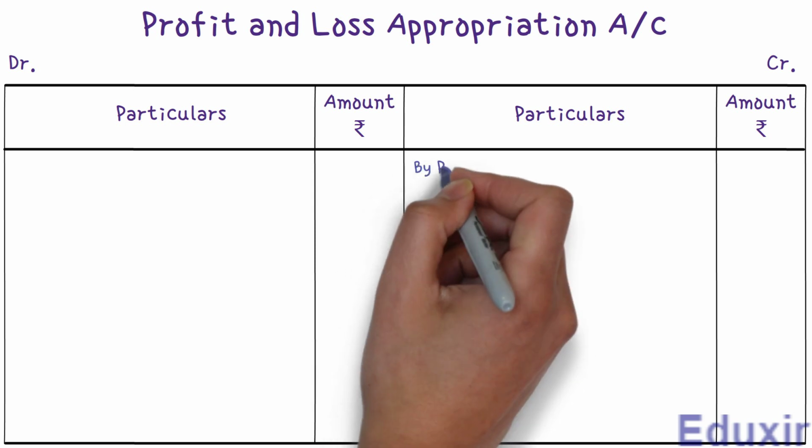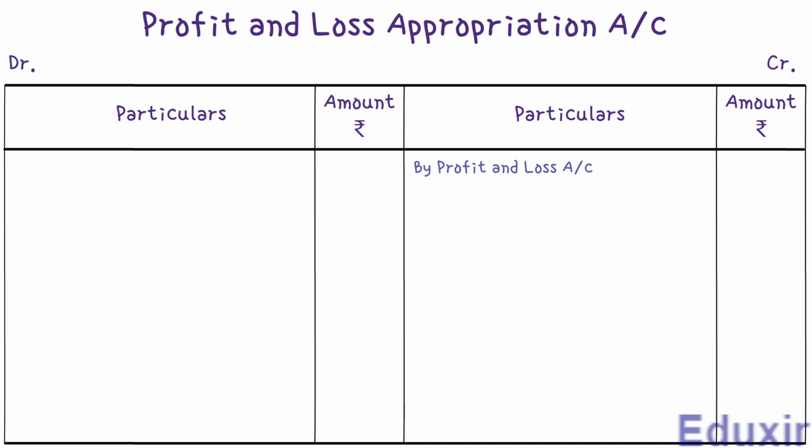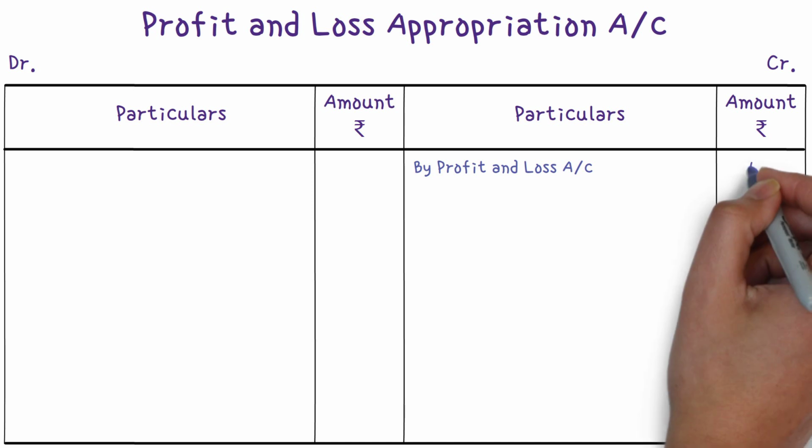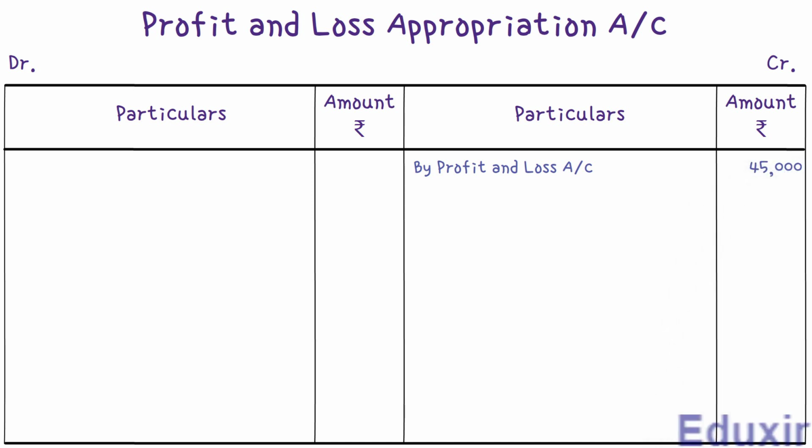Let's then write by profit and loss account in the particulars column to designate the profit transferred from the profit and loss account into the profit and loss appropriation account. Let's then write the profit amount of 45,000 rupees into the amount column. With that, we have completed the posting of the entry related to the transfer of the profit from the profit and loss account to the profit and loss appropriation account.